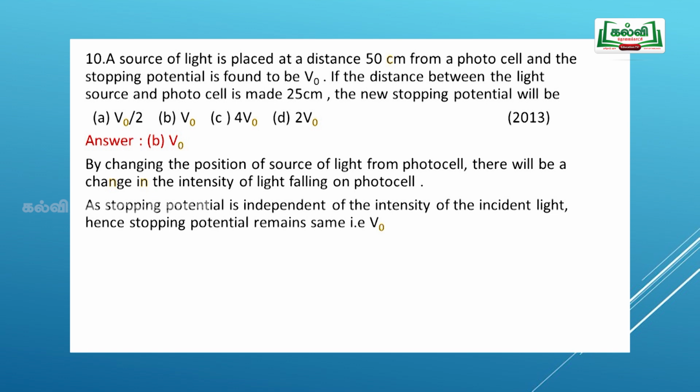Here, by changing the position of the source of light from the photocell, there will be a change in the intensity of light. It is 50 centimeters to 25 centimeters. The distance is reduced.